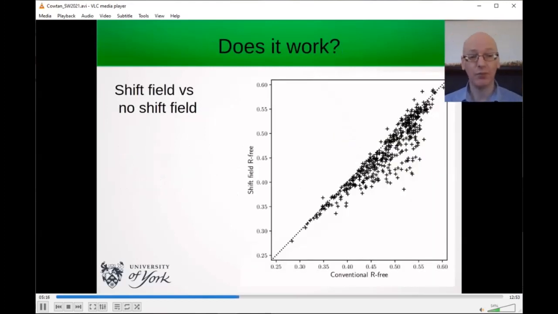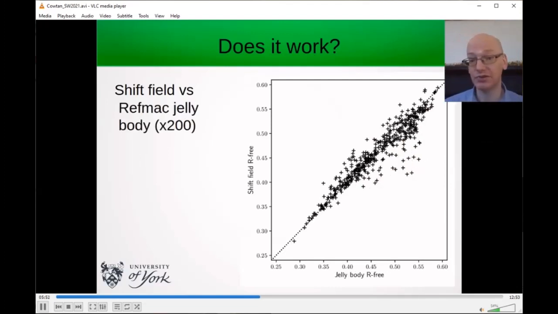So does it work? Well, we can compare using shift field versus not using shift field, in both cases followed by conventional refinement. And here's a comparison of free R factors. Any cross below the line, shift field has done better. So we see there are a few cases where it's done worse. The majority, it's led to a very small improvement, but there are some cases where there were big domain motions that were not picked up by conventional refinement, where it can lead to R factor improvements of 5 or 10% or even more.